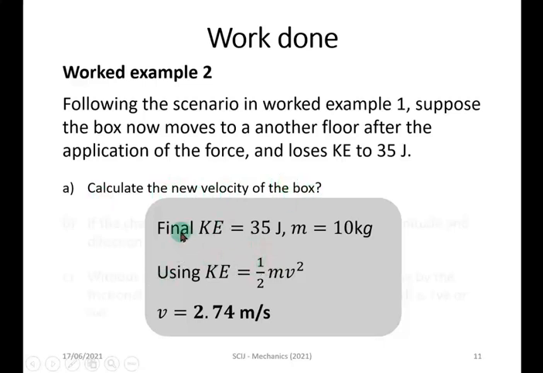Now, just put in the mass 10. The new kinetic energy is 35, and then you'll be able to find the new v, which is 2.7 meters per second. You realize that this value is smaller than the root 10. You can calculate root 10 and you'll be able to tell. Let me see if I can do it quickly here.